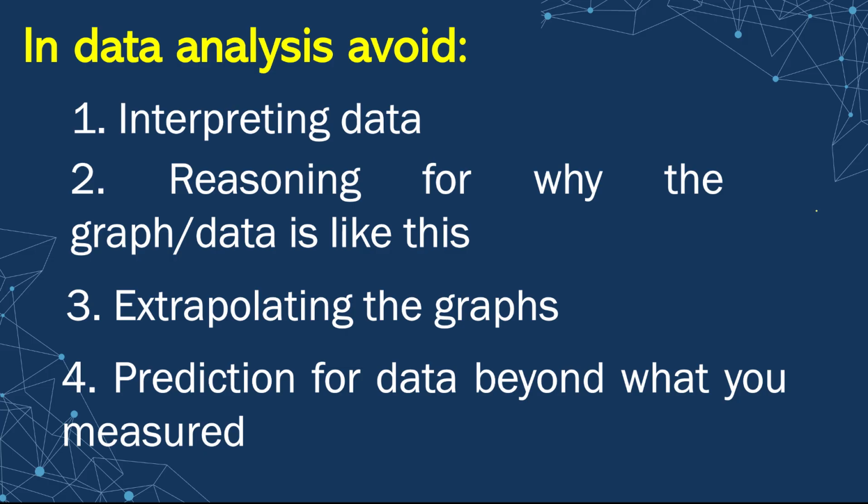The last one is prediction for the data beyond what you measured. Do not predict something. You may have found that the behavior is linear in this range. Do not predict that it will be linear forever. It is not the proper place to make that prediction. So avoid these 4 items.